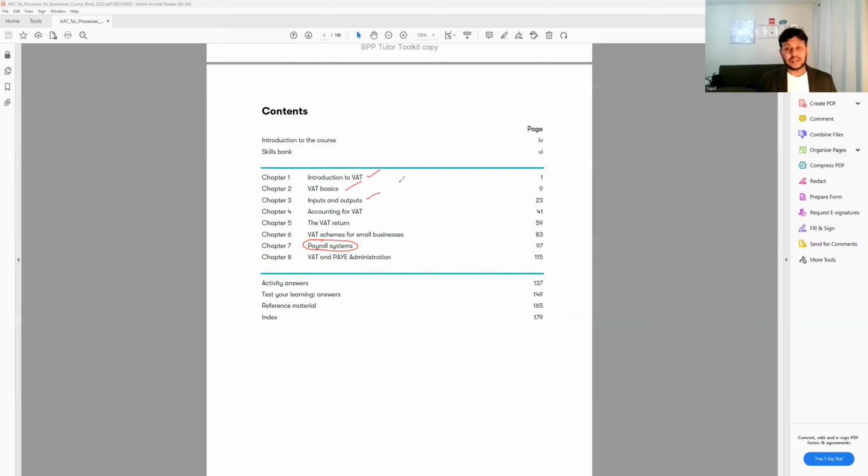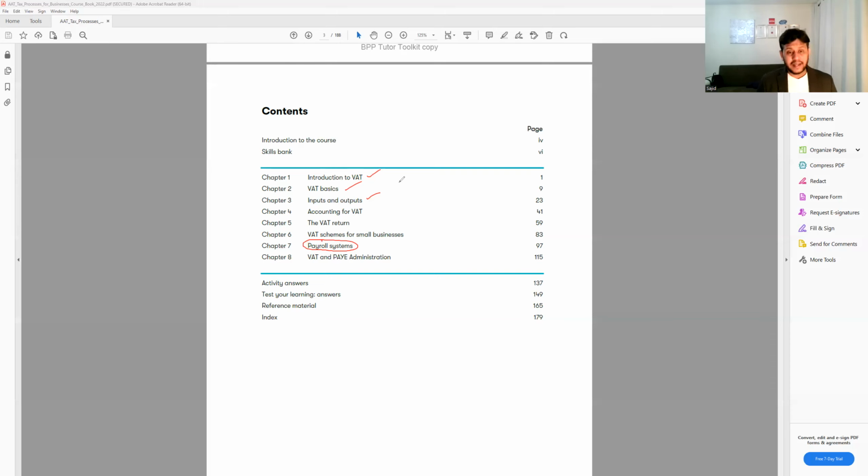Then we have the payroll system. Here we're going to look at our payroll story. For example, the statutory deduction, the voluntary deduction, the journal for the payroll, and how the payroll system works. We're going to look at that from chapter number 7. This is the new addition for our indirect tax paper.